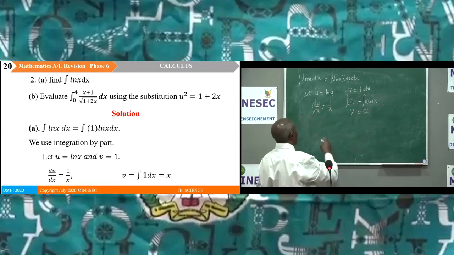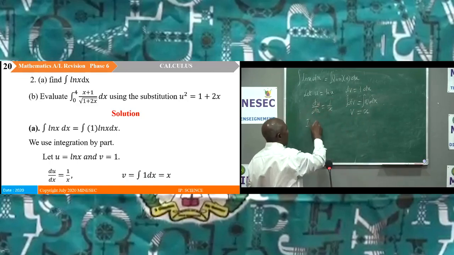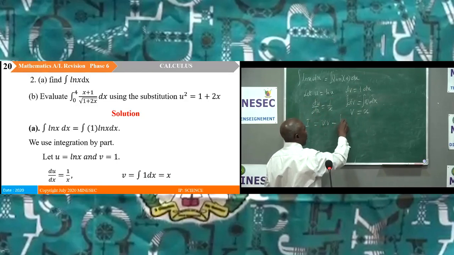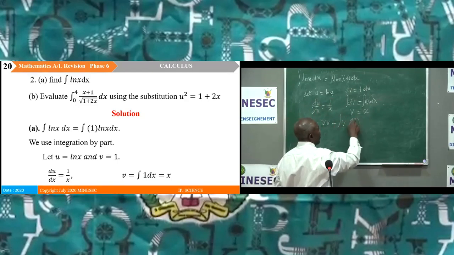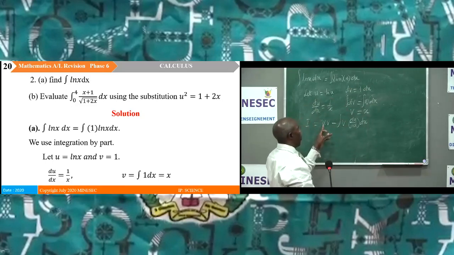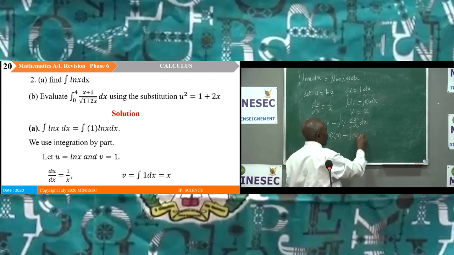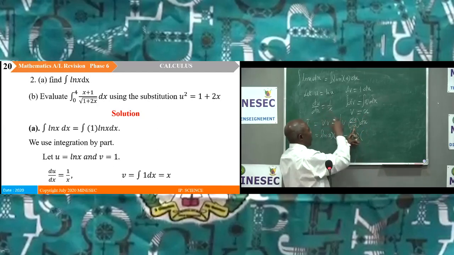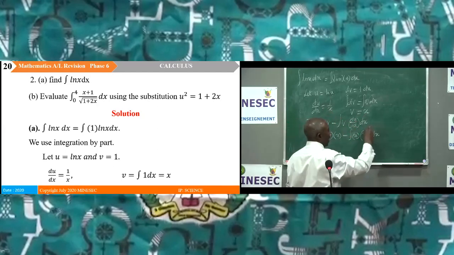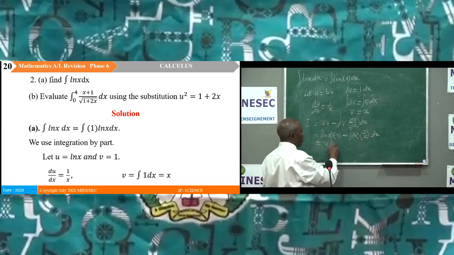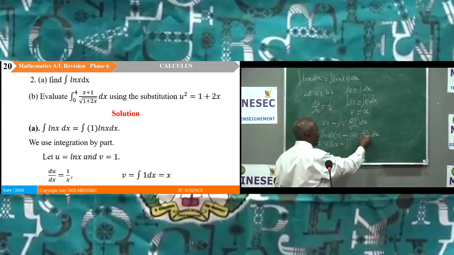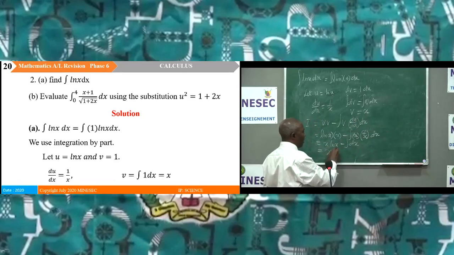Now we have it then as I is equal to uv minus integral of v du dx dx. What is my u? My u is ln x and my v is x, minus integral v is x, my du dx, 1 on x dx, which will have been done as x ln x minus integral. This and this simplifies and we are left with integral of dx, which we have given as x.